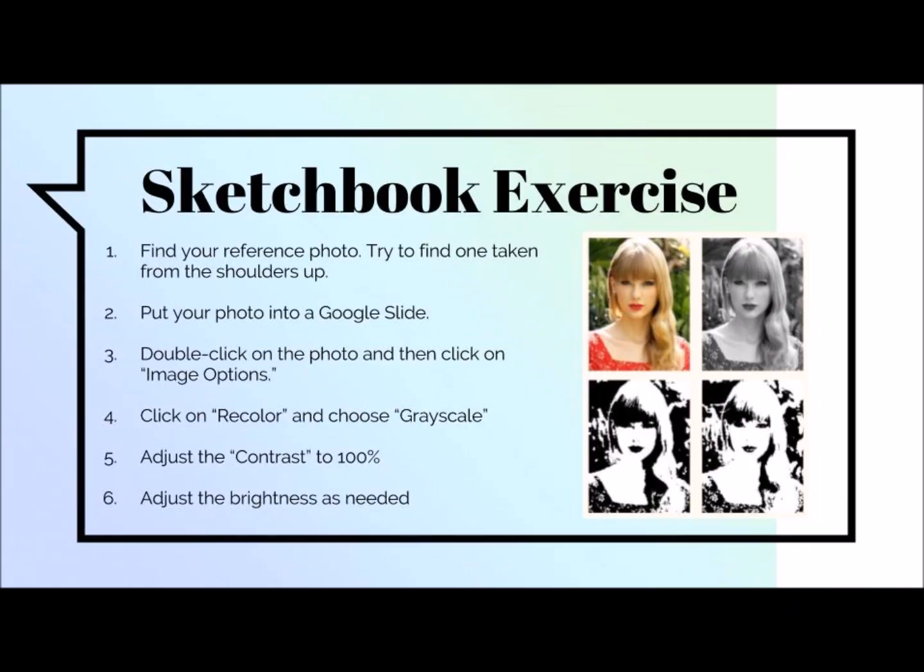So first, let's talk about your sketchbook exercise that you'll do to get ready for this project. First, find your reference photo and try and find one that's taken from the shoulders up, decent quality, and go ahead and put your photo into a Google slide. After you do that, double click on the photo and then click on Image Options. After that, click on Recolor and choose Grayscale, which is, I believe, the bottom middle option. Next, you'll go ahead and adjust the contrast to 100%, so slide that bar all the way over. And then what you can do with the brightness is just kind of adjust it to what you think looks best.